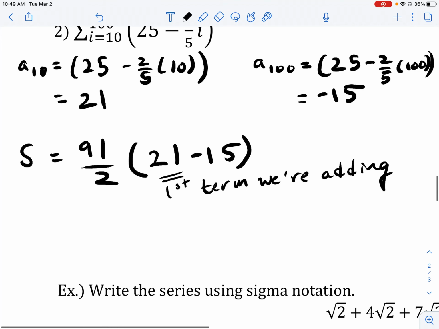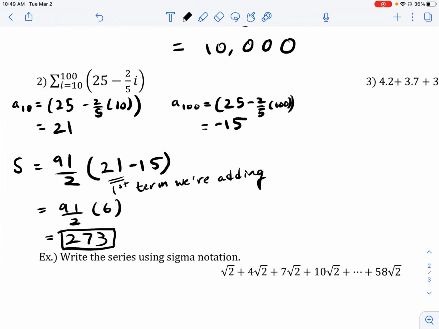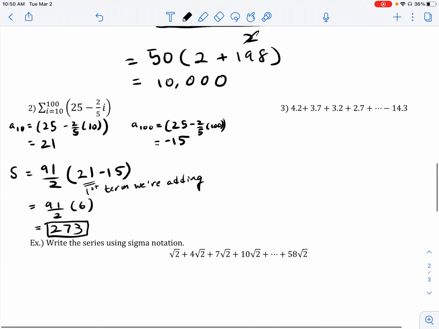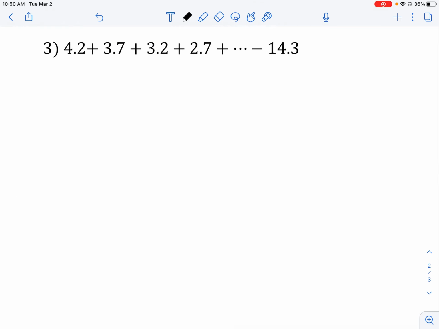Okay? So if that's the case, to clean this up, this would be 91 over 2 times 6. So that's just 91 times 3. And that gives me 273. There's my answer. Okay? All right, let's try another one. Let's try number 3 now. For number 3, a little different.